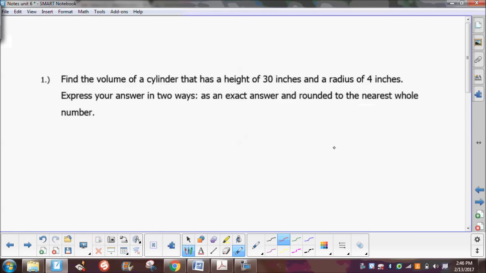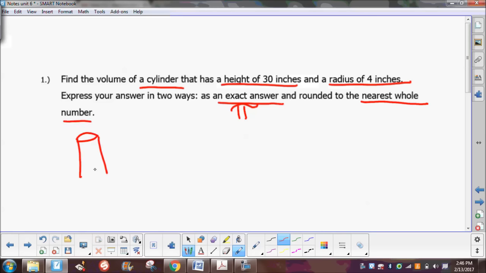So let's go ahead and go to the next page and talk about some of these questions. It says the volume of a cylinder that has a height of 30 and a radius of 4. Express your answer 2 ways: as an exact answer, that means in terms of pi, and then rounded to the nearest whole number. I'm going to draw myself a cylinder here, and I'm certainly not the best artist. So we have a height of 30, a radius of 4.